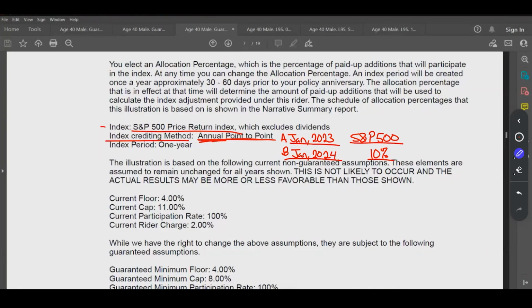So annual point to point just means they're going to look at the S&P 500 value at the beginning of the year, or the beginning of my policy year based on the month that I started, and then what it is 12 months later. And if there's an increase, I participate with the increase, with the exception of what the cap is. If the market goes down, I still have my guaranteed rate and my guaranteed minimum floor.